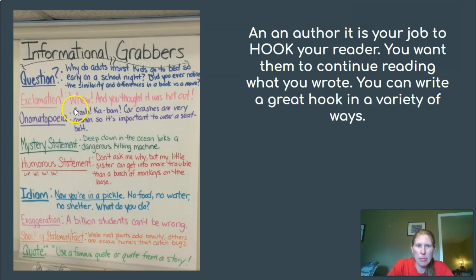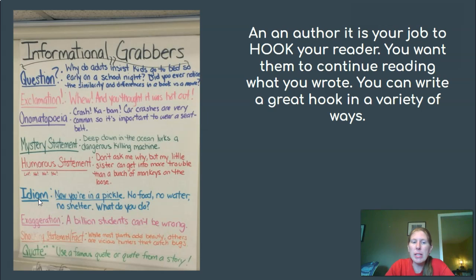So they have the example here. Kaboom! We all know what that is, right? Kind of an exploding sound. Kaboom! But you wouldn't just say an exploding sound. It's way more fun to say kaboom, or crash, or bang. Any of that. And since we're doing an animal project, maybe it's an animal sound. A mystery statement. Something that just gets them really wondering what's happening, curious. Humorous statement. Maybe you're going to start with something funny. Maybe there's a joke. I don't know.